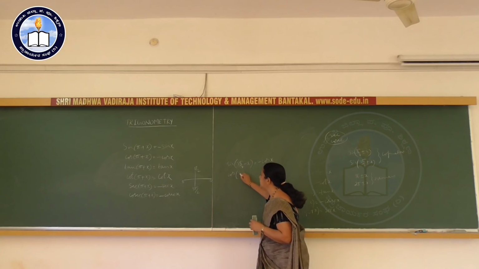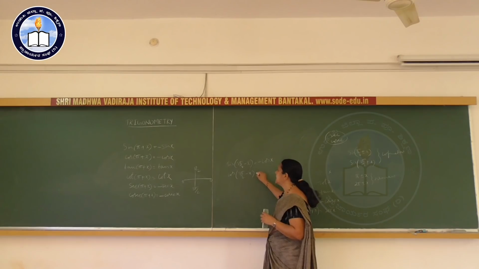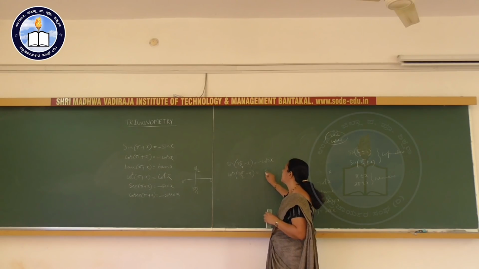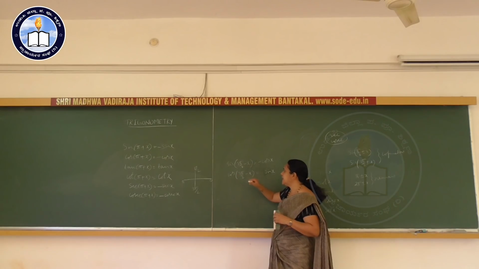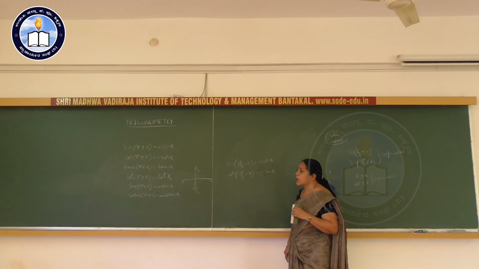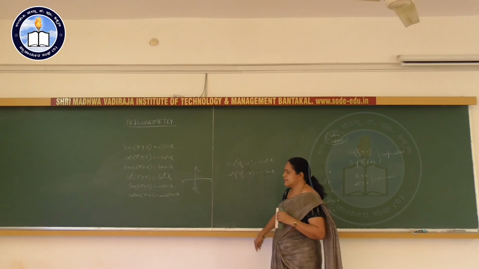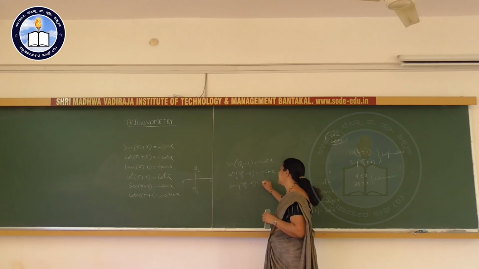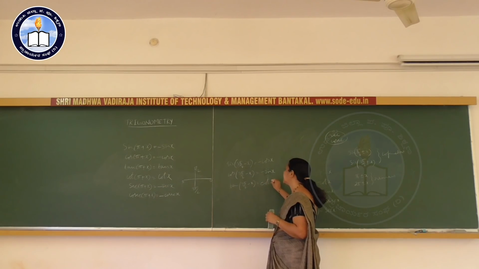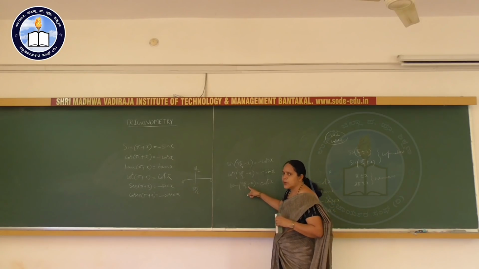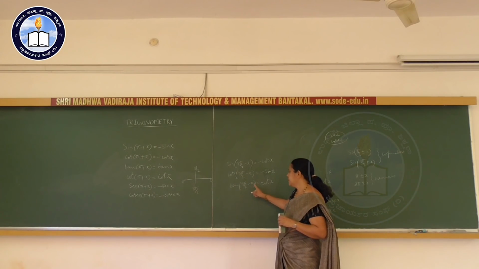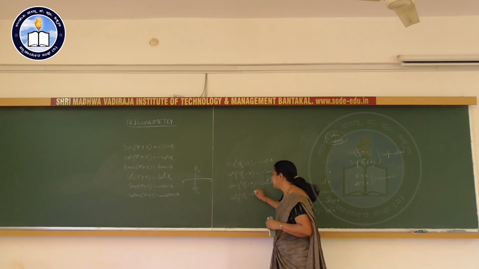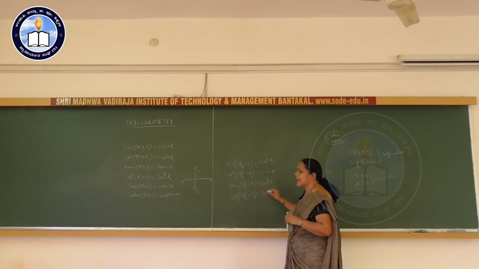What is cos 3 pi by 2 minus x? Since it's 3 pi by 2, first change cos to its co-function, sine. Again in the third quadrant, cos is negative, so minus sin x. Tan 3 pi by 2 minus x is equal to plus cot x because in the third quadrant tan is positive, so it is plus cot x. Cot 3 pi by 2 minus x is equal to plus tan x.